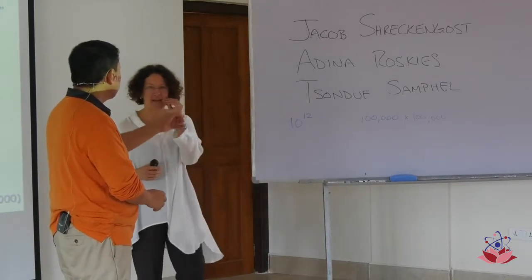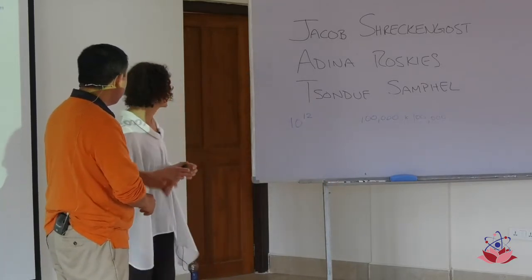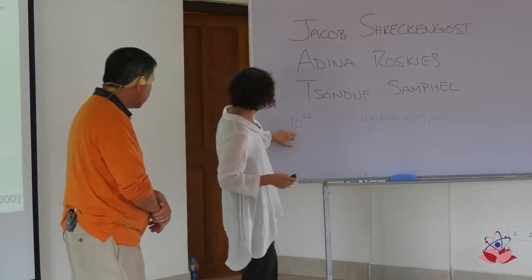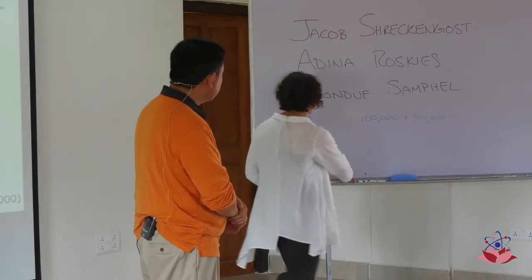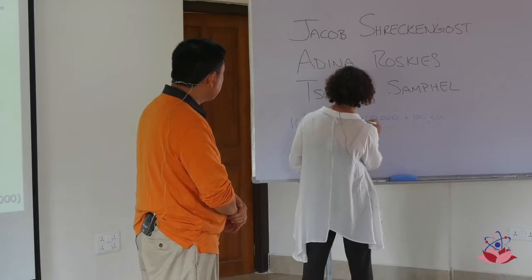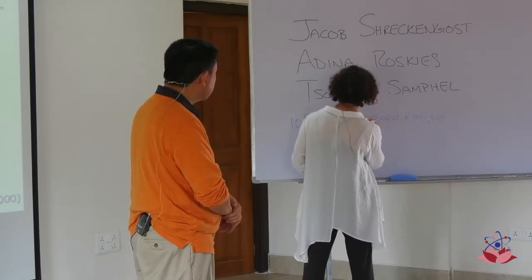So it's very big, and then each neuron... Said the number of neurons? Yeah, so 10 to the 12th is, sorry. It's a million times a million.